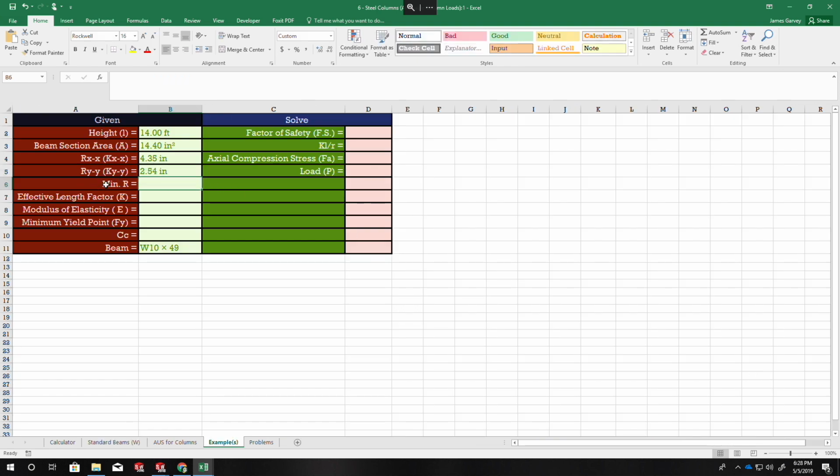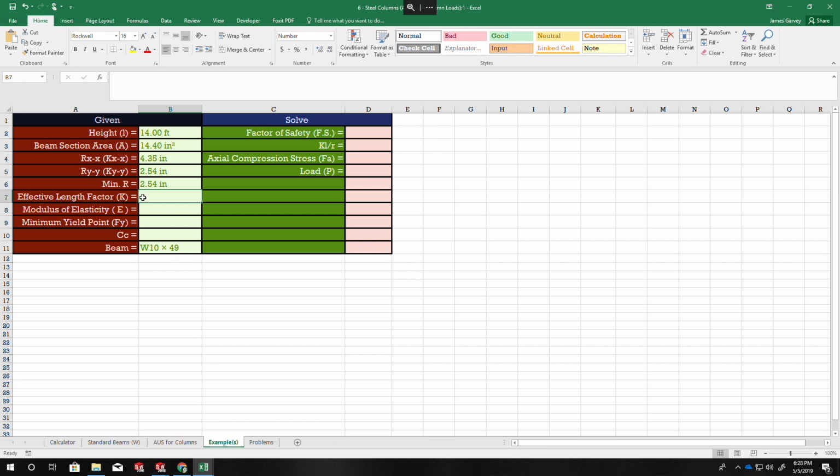Now your minimum R, your minimum radius of gyration, is what we're going to put here, and that's what we'll be using in our equations. So either you can just select the small one, or if you want to have fun with some Excel, it's min, select here, and here, close parenthesis. Press enter. That was a lot of work for nothing, but whatever, I like using Excel functions.